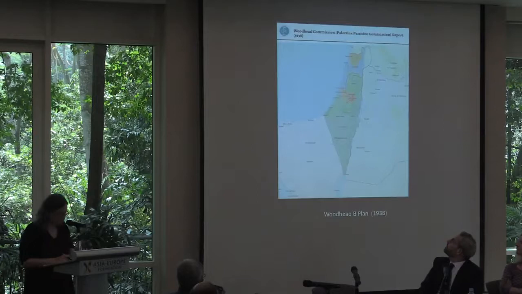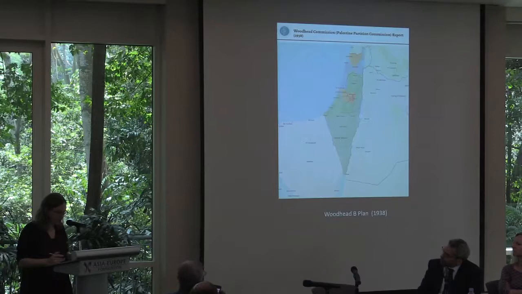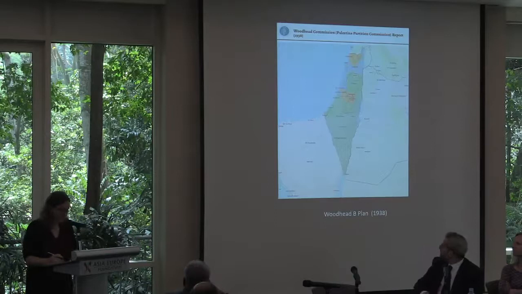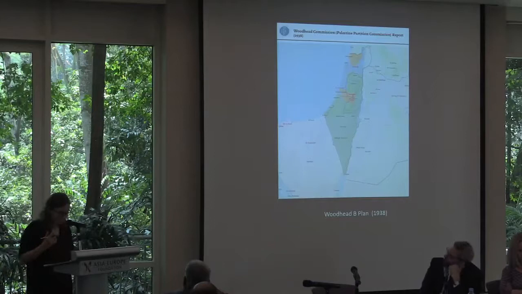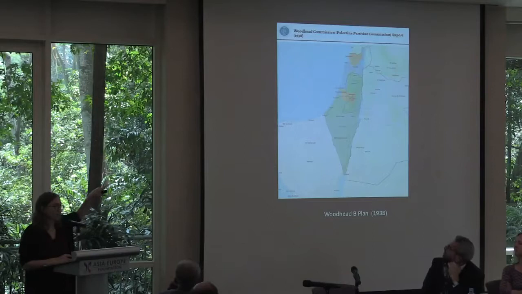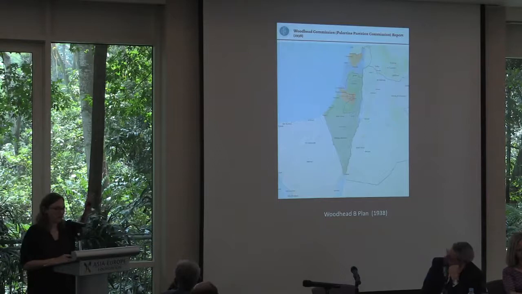The legacy of the Peel partition plan was apparent in the proposals of UNSCOP made at the end of August 1947, a mere 2 weeks after the disastrous partition of India. Though, as we'll see in a second, the UNSCOP plan was in fact closer in its details to the Woodhead B plan, right? So not the majority plan, not the plan that everybody had rejected, but the plan that one member had supported in Woodhead.